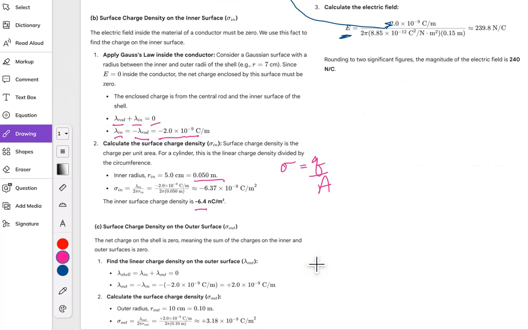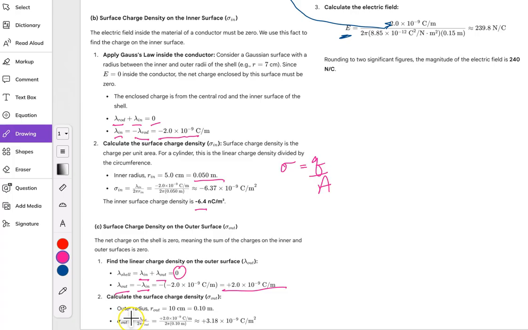For letter C, they want the outer surface. The net charge on the shell is 0, so that means that the sum of all those charges on the inner and outer surfaces is 0. So for the shell, the inside plus the outside is equal to 0. That means the outside is equal to the opposite of the inside, and we know that the inside was negative 2 times 10 to the negative 9th. If you make that negative, 2 negatives make a positive. So now we have the linear charge density on the outside.